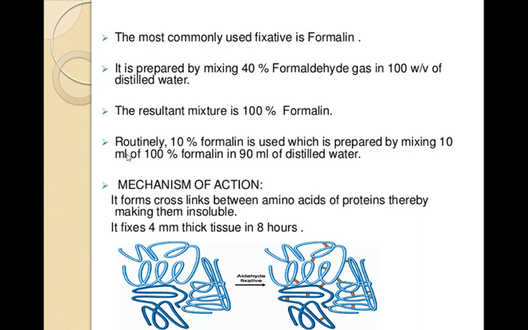It is prepared by mixing 40% formaldehyde gas in 100 weight by volume of distilled water. The resultant mixture is 100% formalin. So what we do is, 10 ml of 100% formalin is taken and mixed with 90 ml of sterile distilled water, and in this way the 10% formalin is formed that is routinely used in the labs for fixation purposes. Now here I would like to discuss the mechanism of action.